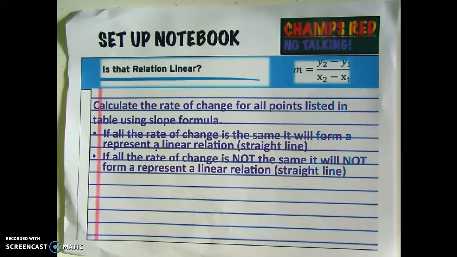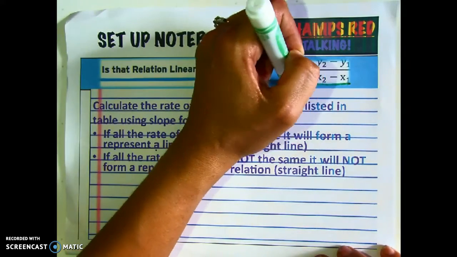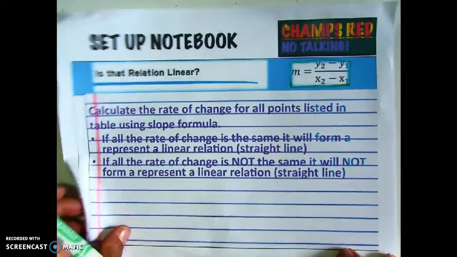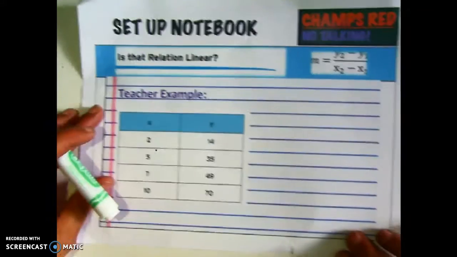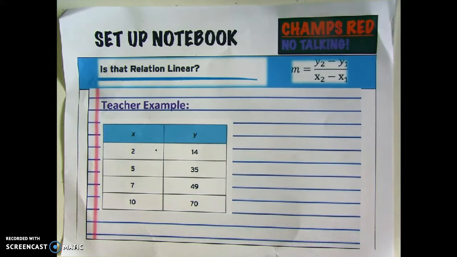Let's remember that we're going to use our slope formula, which is indicated here. And the teacher example that I'm going to use in the classroom, just in case you were absent, should be in your reference book right after rate of change from a table.